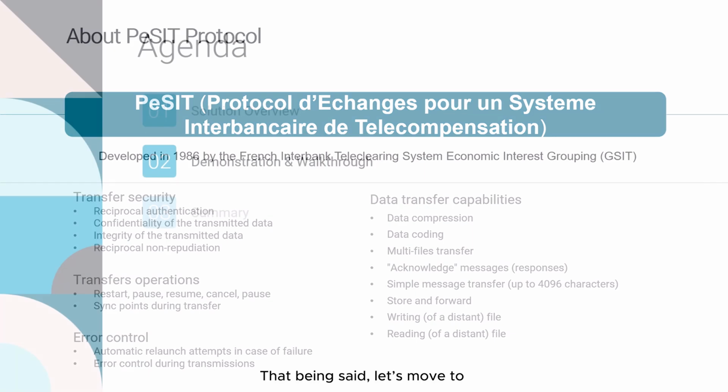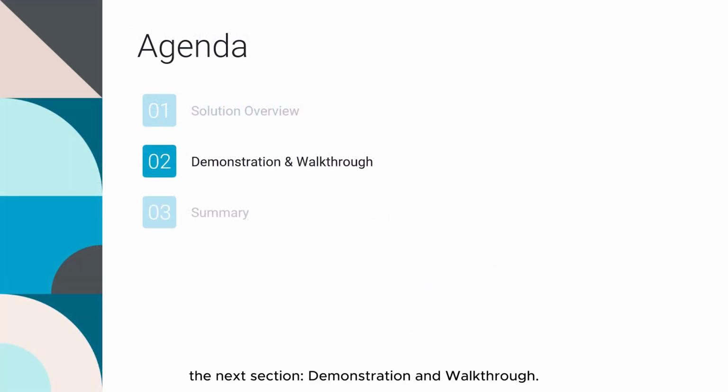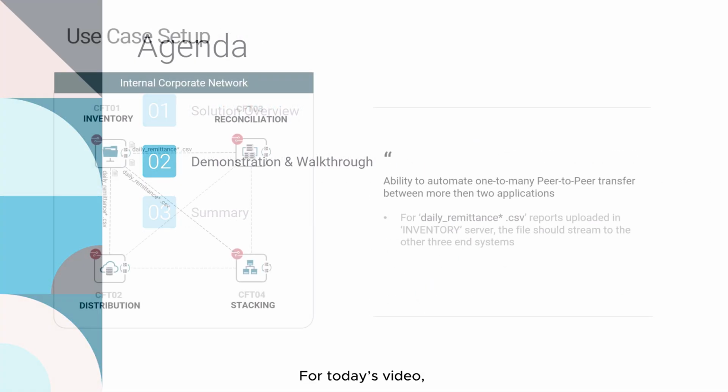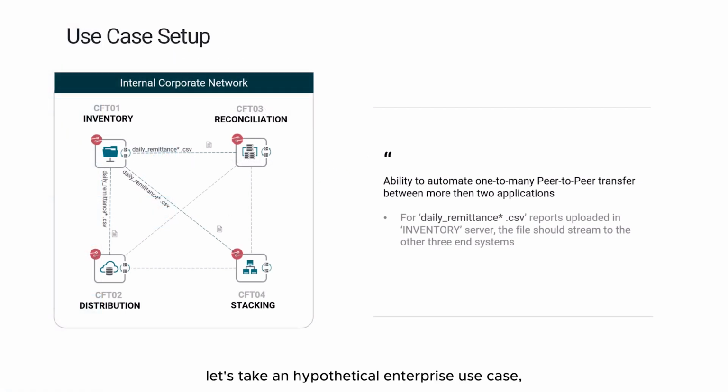That being said, let's move to the next section, demonstration and walkthrough. For today's video, let's take a hypothetical enterprise use case where we want to share the daily remittance details to all the internal applications on a scheduled basis. This can be considered a typical one-to-many internal data exchange. In our demo setup, let's assume that the daily remittance.csv file is populated in the inventory application, which must be shared or broadcasted to other internal applications for downstream processes and integration.